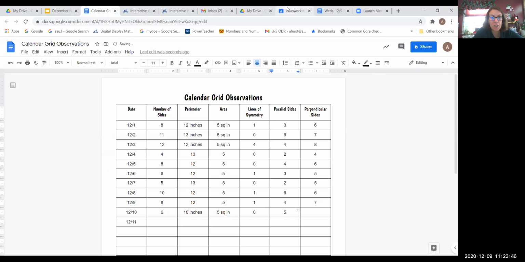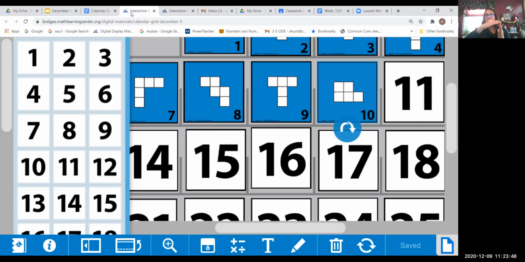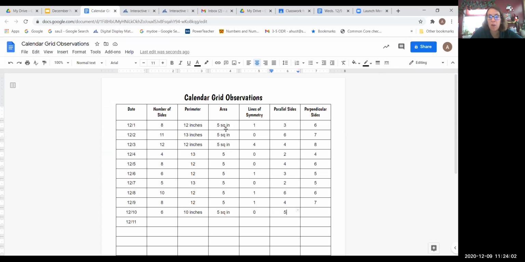And perpendicular lines are lines that meet or intersect to form a 90-degree angle. Let's count all of our corners. We also call them corners. 1, 2, 3, 4, 5. And for this particular shape, we have 5 perpendicular sides.